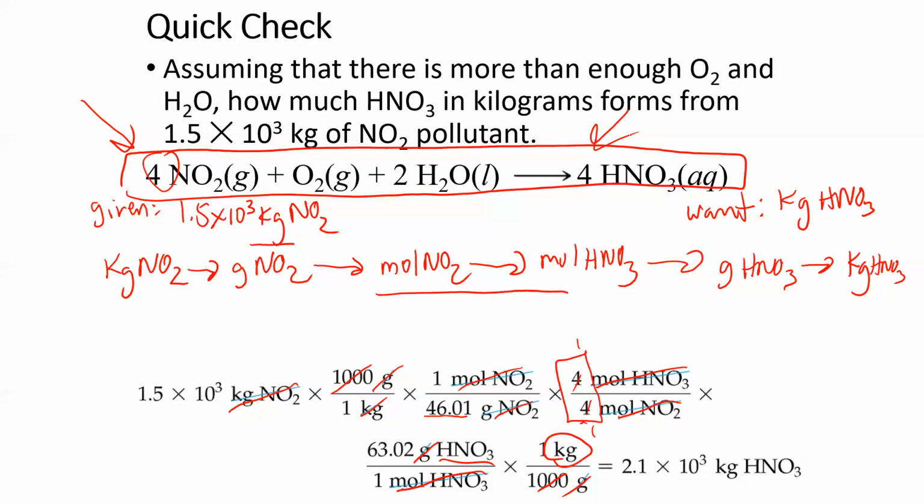So that's basically your stoichiometry. It's using a balanced chemical equation, and when you're given a certain amount of reactant, you can predict how much product will be produced by using your mole ratios.